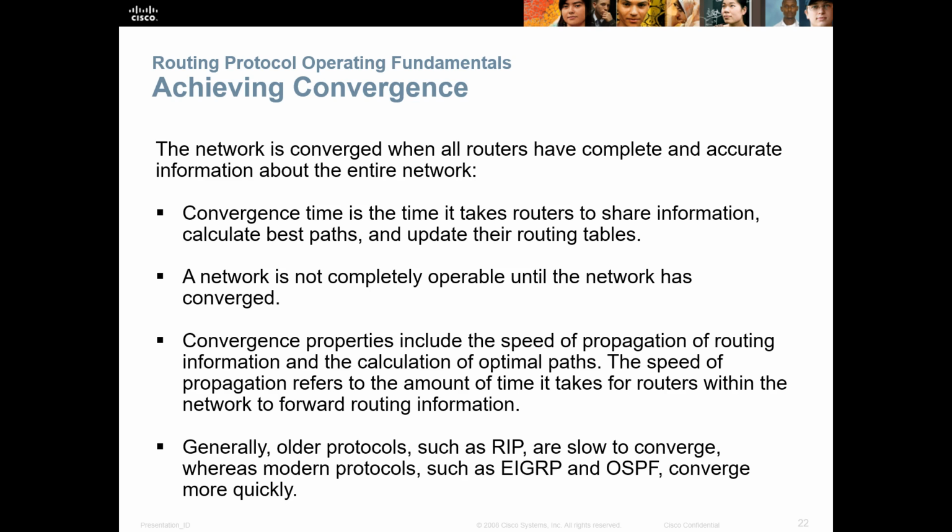And again, convergence. Convergence is the time it takes for all routers to know about all other routing information. A network is not completely operable until all networks have converged. That's going to depend more on the routing protocol. Generally, the older protocols, such as RIP, have a slower convergence rate versus modern ones, which are faster.